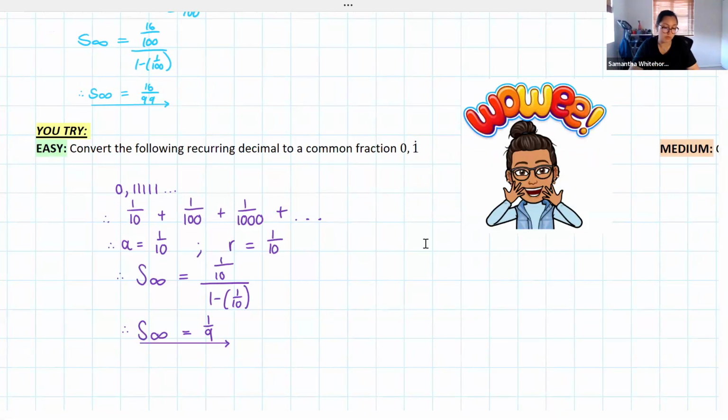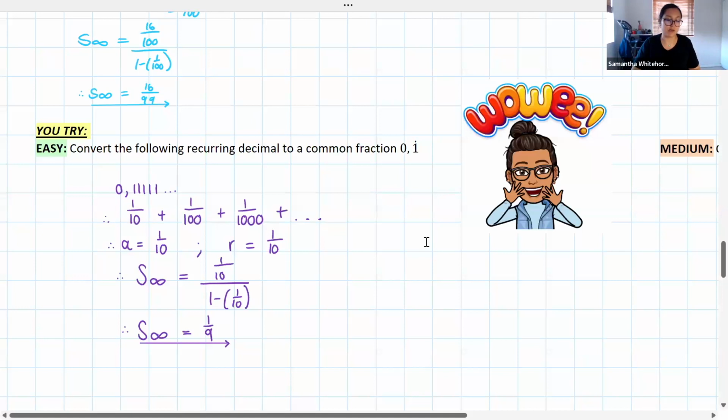It's not really one of the common ones, but it is more common than some others. Here we've got the 0.11111, blah, blah, blah. It's only 1 decimal recurring, so you are essentially just working up in tenths, hence why your R value is a tenth. And so you do get that your fraction is a ninth.